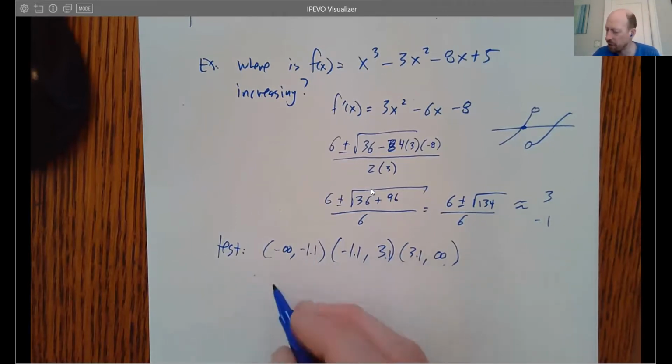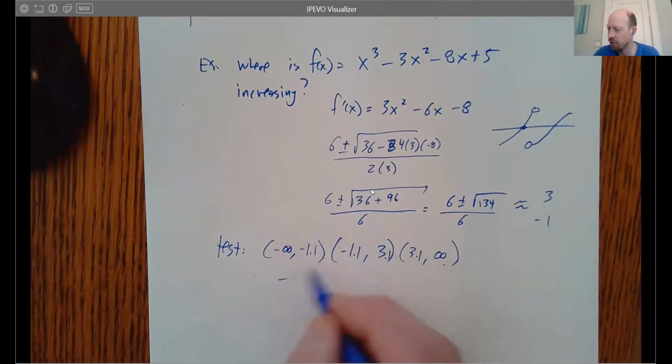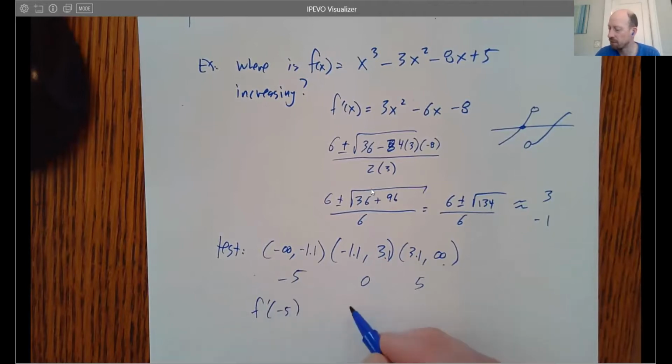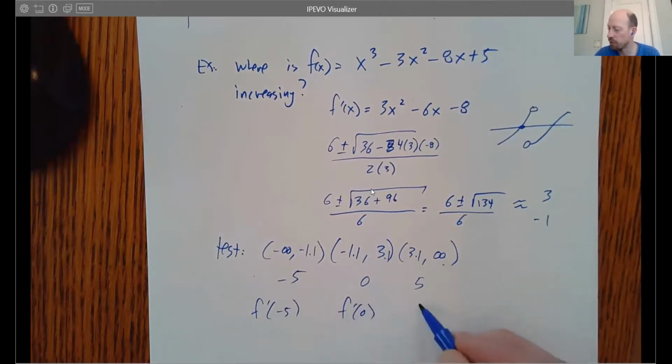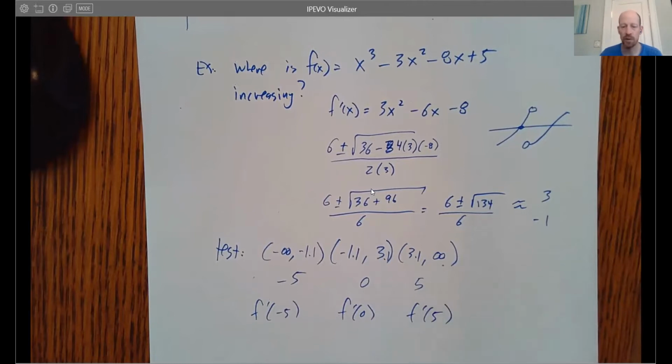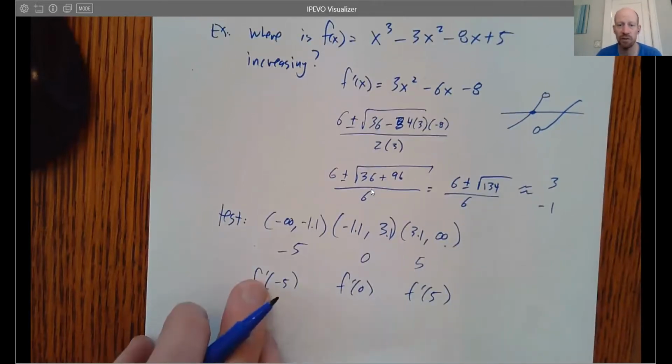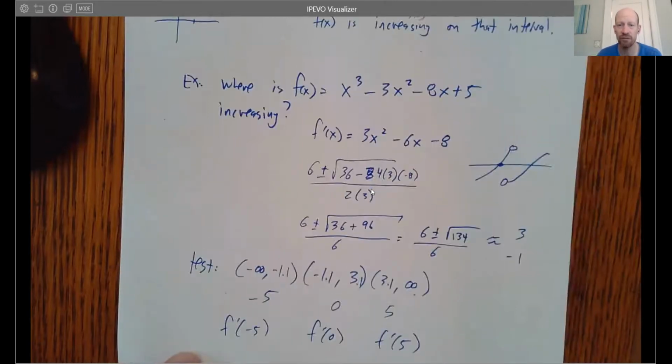So what I want to do then is test. I want to pick some value in this interval, like -5. Here I'd probably use 0. Maybe here I use 5. And I'm going to check the derivative at each of those values. I'm only interested in, is the derivative positive or is the derivative negative? I don't care what actual value it is.